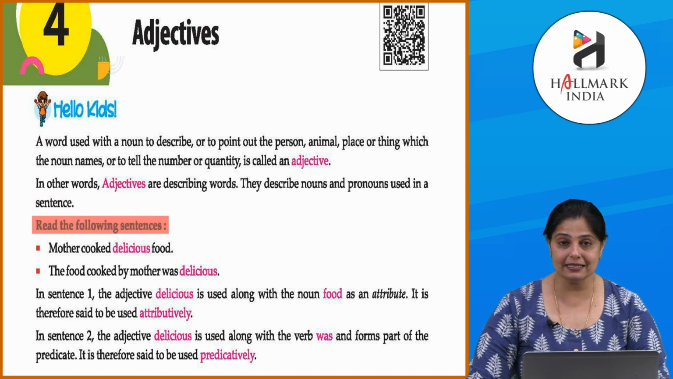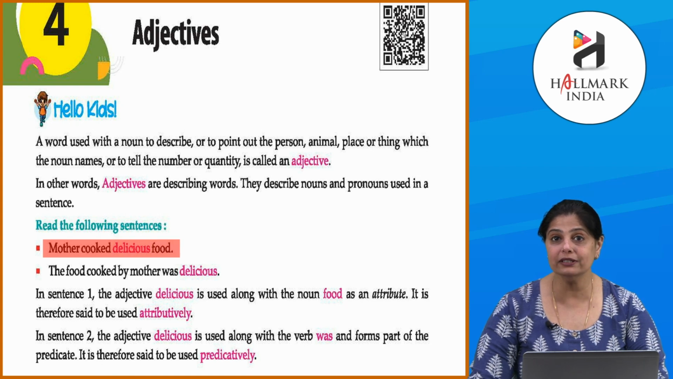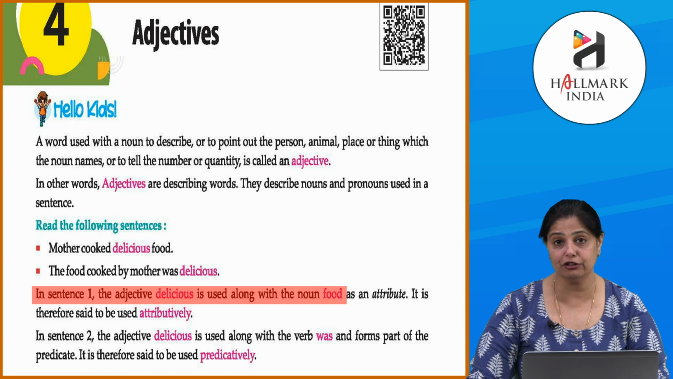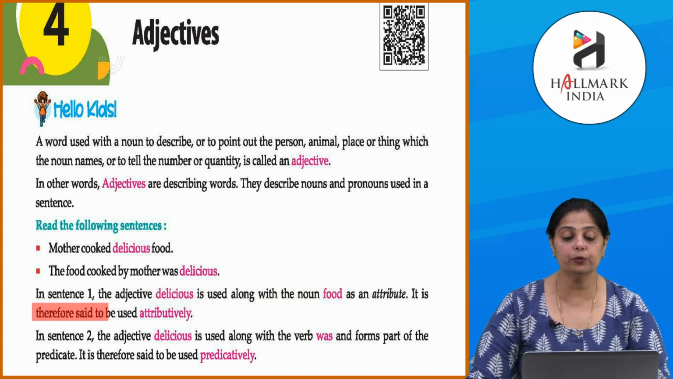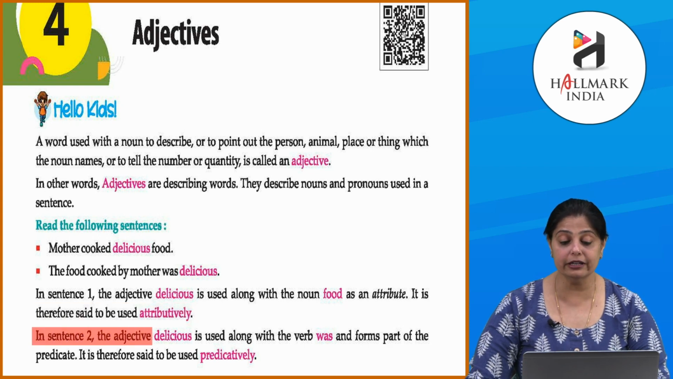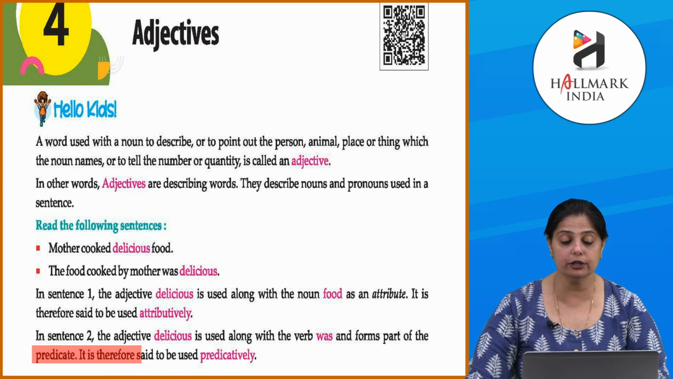Read the following sentences. Mother cooked delicious food. So, how is the food? We are describing the food to be delicious. The food cooked by my mother was delicious. In sentence 1, the adjective delicious is used along with the noun food as an attribute. It is therefore said to be used attributively. In sentence 2, the adjective delicious is used along with the verb was and forms part of the predicate. It is therefore said to be used predicatively.